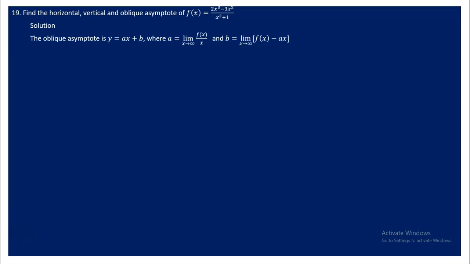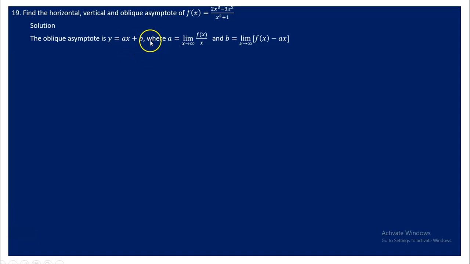Clearly, student, here you can understand that there is an oblique asymptote because the degree of the numerator is 3, whereas the degree of the denominator is 2. So the degree of the numerator exceeds the degree of the denominator by 1. Hence, you expect an oblique asymptote, and that is an inclined line, students: y equals ax plus b.